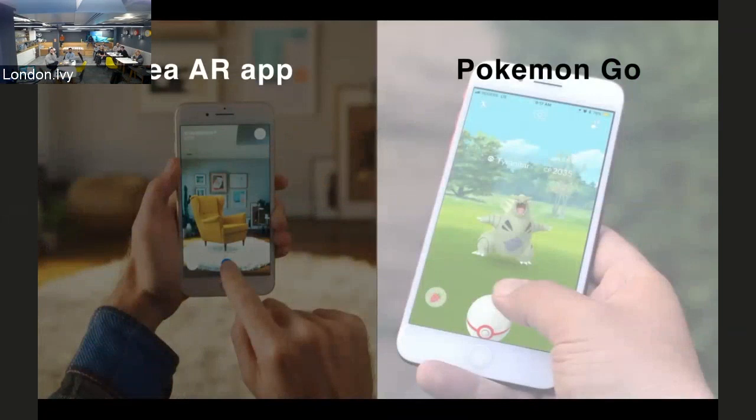So you're probably very familiar with the IKEA app, which revolutionizes maybe how people might be buying furniture for their home. And then Pokemon Go, which isn't as revolutionary, but is revolutionary in the fact of getting people engaged with AR.